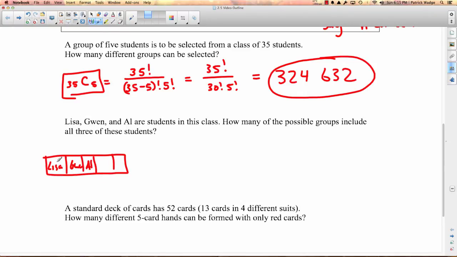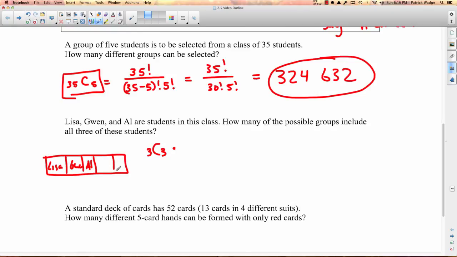Order doesn't matter though. It doesn't matter if we pick Lisa first, Gwen, Al, whatever. Alright, the way to do this one, I guess, is to first of all just think of those 3 kids, Lisa, Gwen, and Al. We have to pick them. If you want, you could even say this. We have 3 kids, here they are, Lisa, Gwen, and Al, and we have to choose 3 kids. You can think of it that way. And so it's multiplied, and we also need to get 2 more.